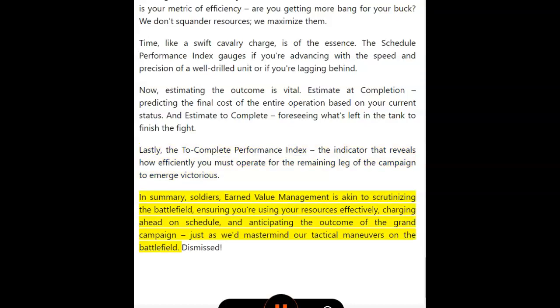In summary, soldiers, earned value management is akin to scrutinizing the battlefield, ensuring you're using your resources effectively, charging ahead on schedule, and anticipating the outcome of the grand campaign, just as we'd mastermind our tactical maneuvers on the battlefield. Dismissed.